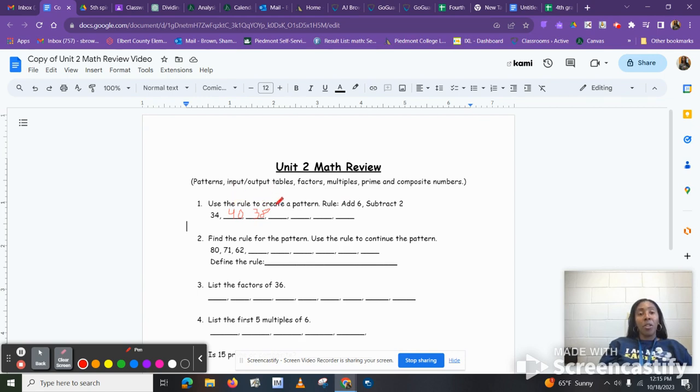So now I would do the add. So now I would need to add 6 to 38. So if I add 6 to 38, that will be 39, 40, 41, 42, 43, 44. So 44 would be the next number in that pattern. Then I would go back to subtract 2. So I would subtract 2 from 44. That will give me 42.